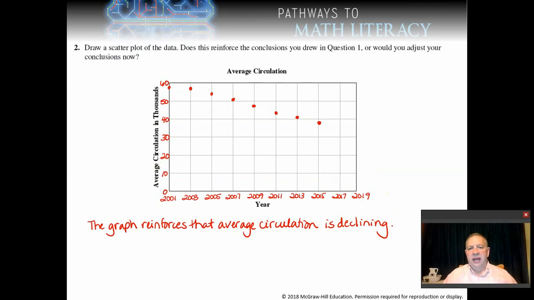If we did it by hand, I'd go through and do a little grid. Here's my x-axis, my y-axis. I want to label it: average circulation in thousands. Remember, we need a scale. That's our scale. And here's the year, so that we know that each one of these is now 3s, going up by 2. Okay. So the graph reinforces that average circulation is declining. A picture is worth 1,000 words. It's really easy to see that something's declining there.